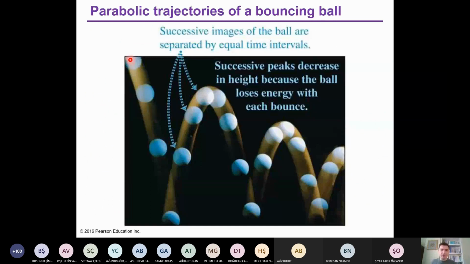Here, there is a ball, and this ball bounces, okay? What do you see here? Successive peaks decrease in height because the ball loses energy with each bounce, which we don't deal with in this explanation now. But what do you see here? The behavior: initial velocity here, and then maximum height, and then the y velocity increases again, okay? So this behavior is a parabola. This is a projectile motion.